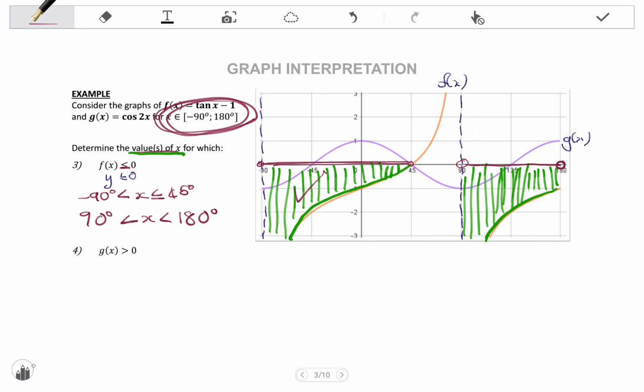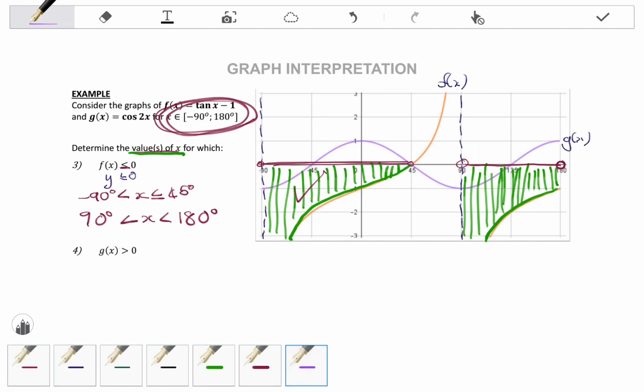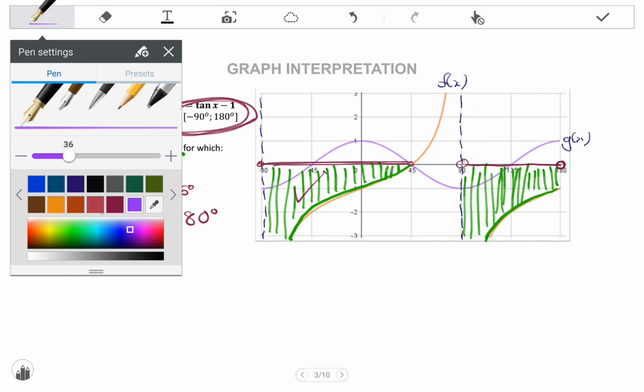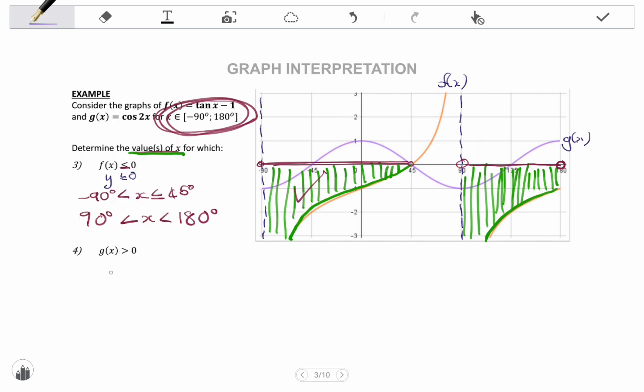Looking at question 4, we want the values of x for which g of x is greater than 0. Greater than 0 means where the y values are positive, which is above the x-axis. So we use the y coordinates to locate that part of the graph. Now g of x was our purple graph. So let's just highlight the part of the graph that is applicable. So g of x is above the graph here and there.